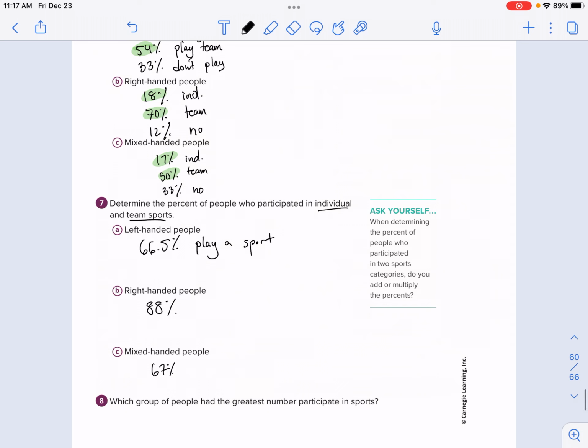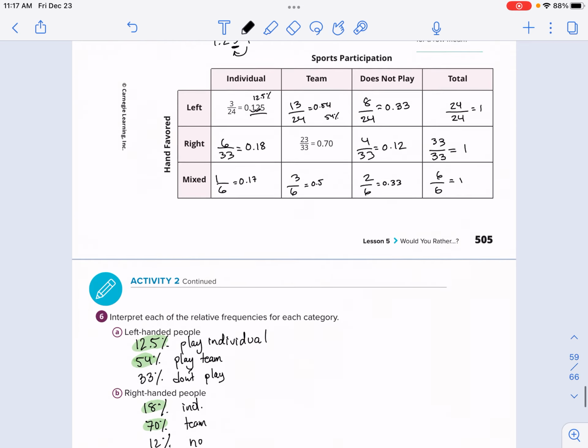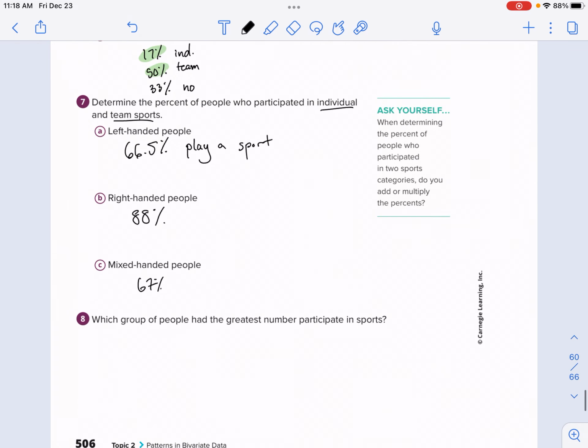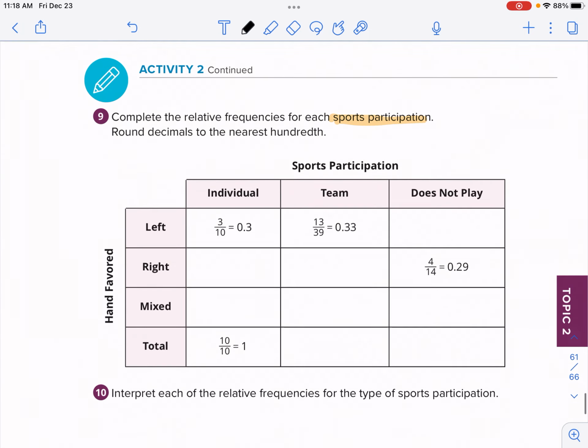Okay. And then which group of people has the greatest number who participate in sports? Well, actually, if you just look right here, it is this one right here. So that is right-handed people at 88%. So if you're right-handed, you have a higher likelihood of playing a sport, at least from this data that we collected.